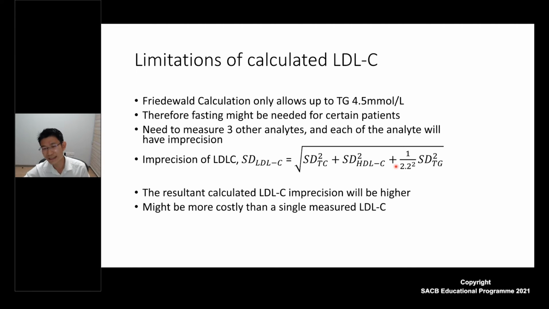So what are the limitations of calculated LDL cholesterol? Number one is that you have to reject samples with TG greater than 4.5 millimole. Therefore, you might need fasting. You also need to measure three other analytes: total cholesterol, HDL cholesterol, and TG. The imprecision of these three analytes will contribute to the imprecision of your calculation, so the imprecision of calculated LDL cholesterol will be higher. It might also be more expensive than one single LDL cholesterol measurement.